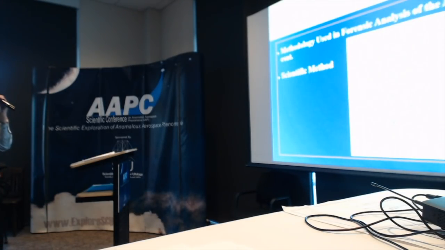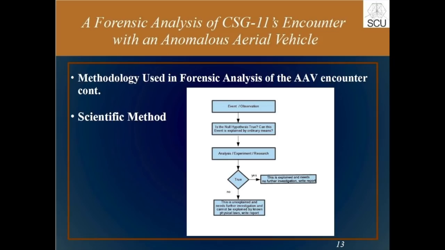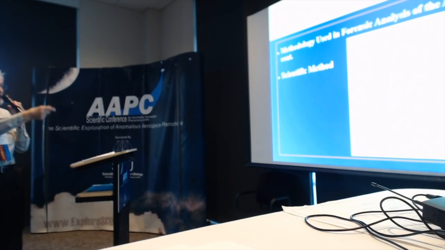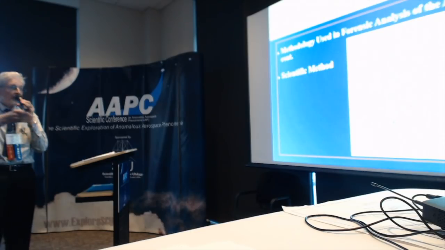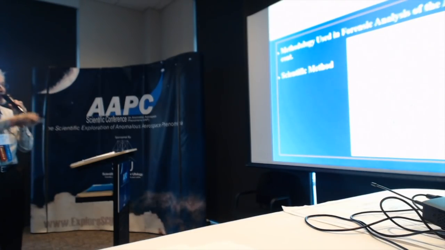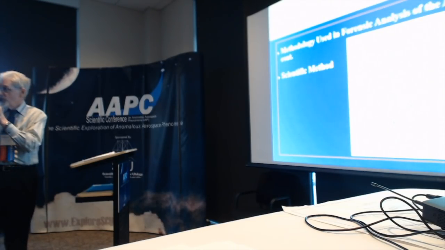Okay. And this is just a flow chart of what we're doing, the methodology used. We start with the observation, which was the Nimitz, and the interviews. The null hypothesis: can this event be explained by ordinary means? We do our analysis of the interviews, we do calculations, we gather research, and we find out if this can be explained by ordinary events, then we dismiss it. This is not anything out of the ordinary. If it isn't, it's unexplained and requires further research.